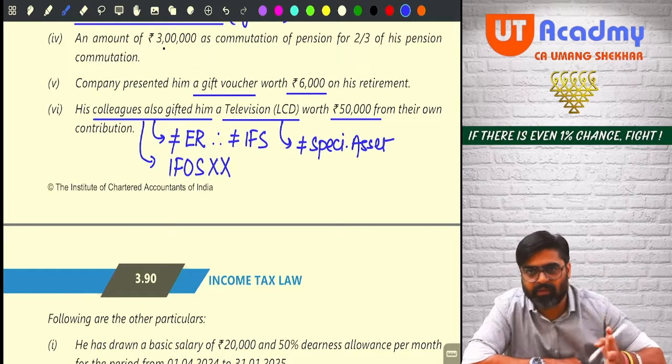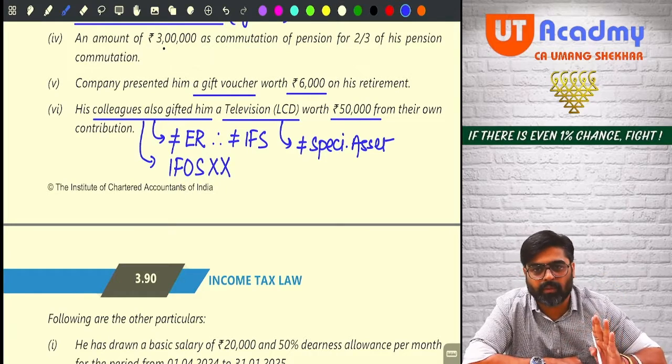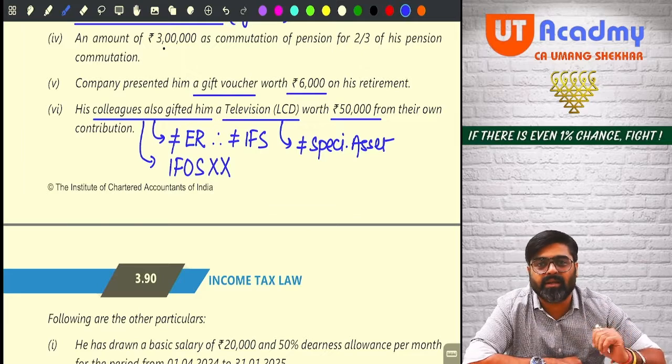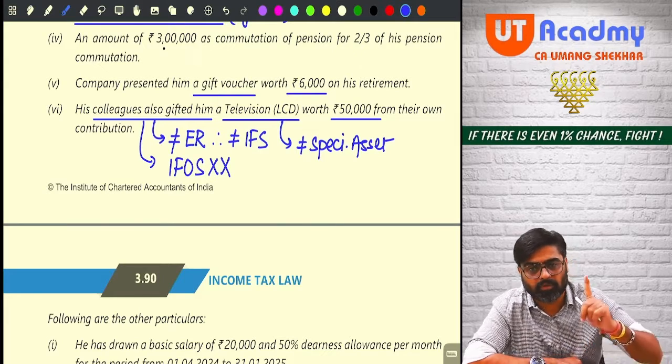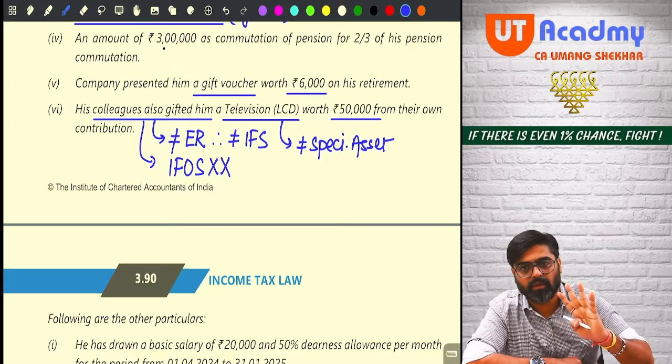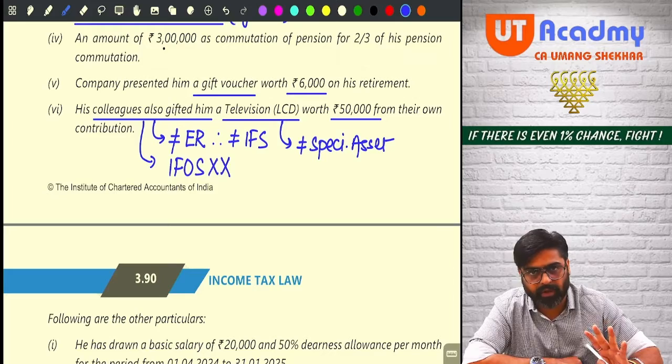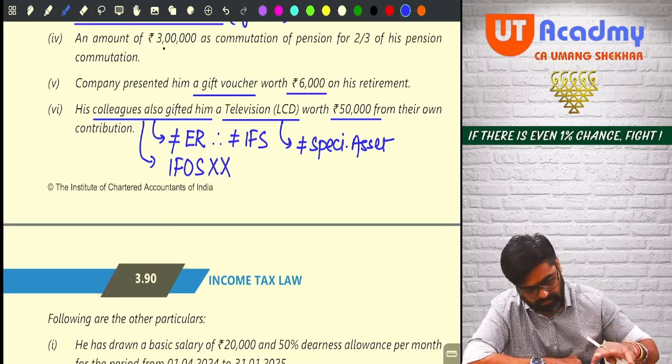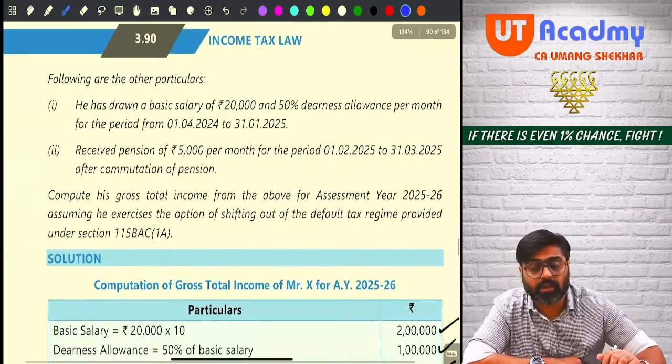Understanding? Salary, forget, because it is not coming from employer. It could have been taxed under IFOS, but it will not be taxed under IFOS also. Why? Because number one, it is not a specified asset. And number two, its value is also not more than 50,000. Got it? Sure, everyone? Now let's see. Following are the other particulars.